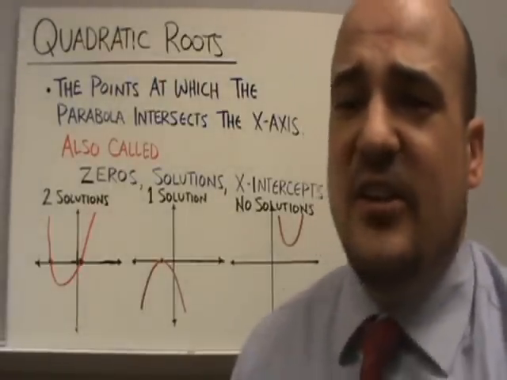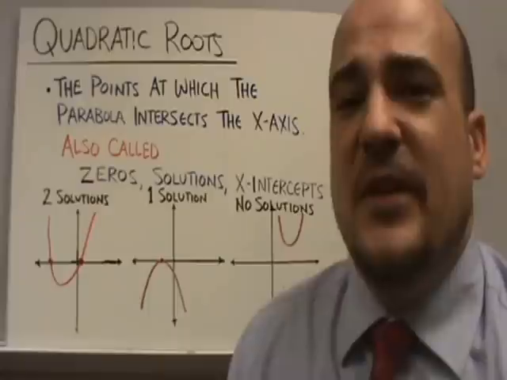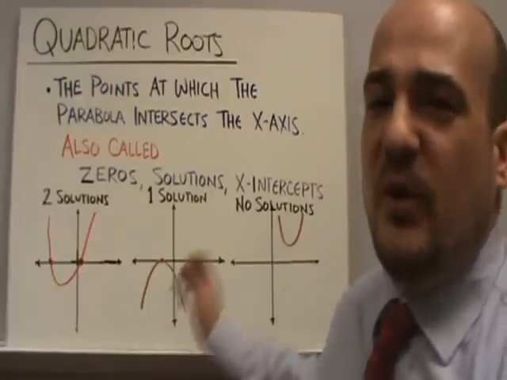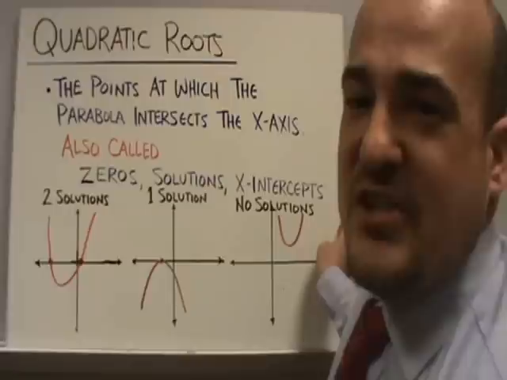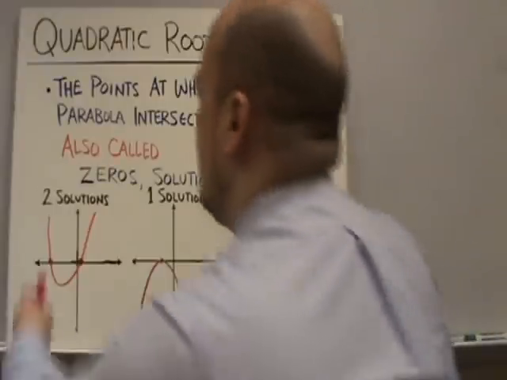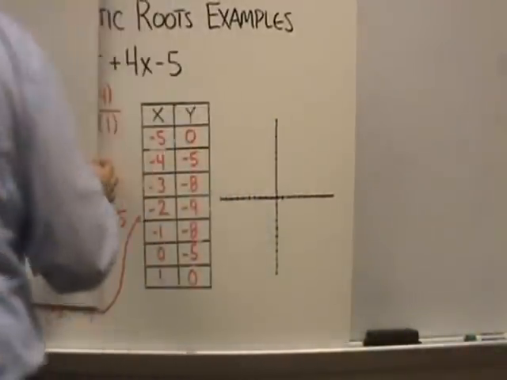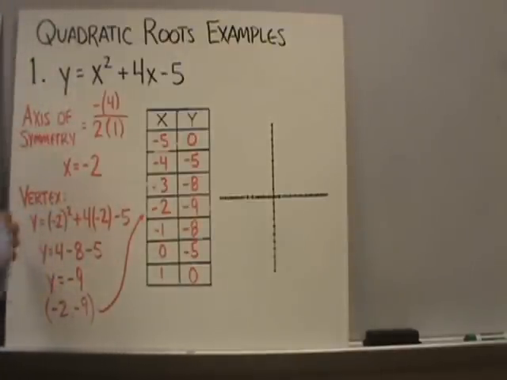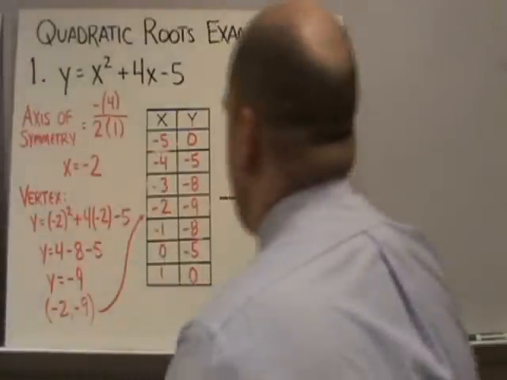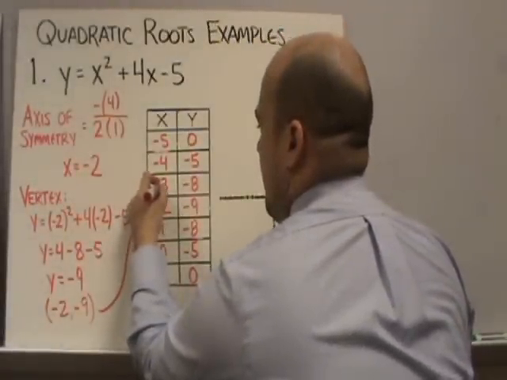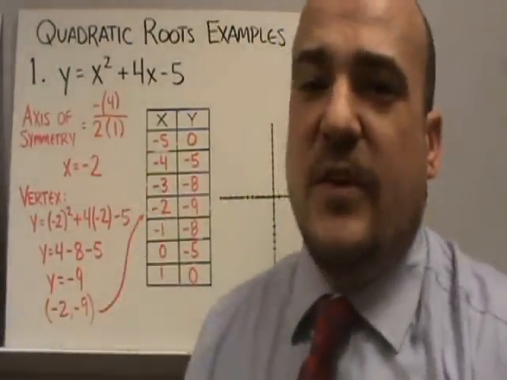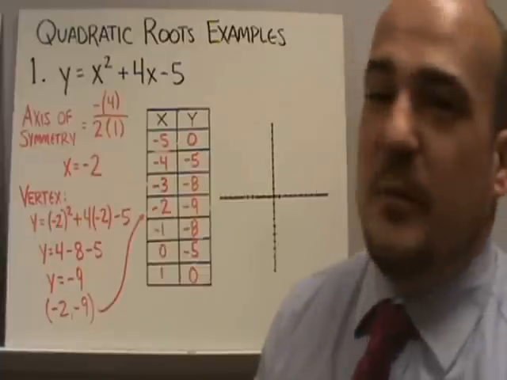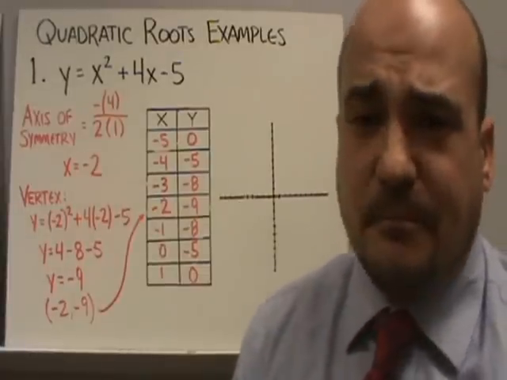All right, so now let's take a look at some examples. You have these same examples in your notes, so just follow along with me in your notes, and we'll go over how we can use this information to find out the number of solutions. Alright, so the first example in your notes is the quadratic equation y equals x squared plus 4x minus 5.